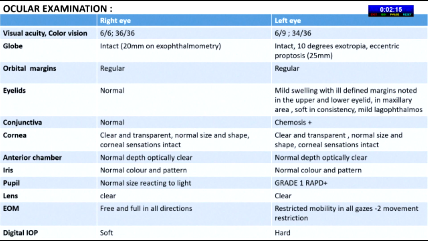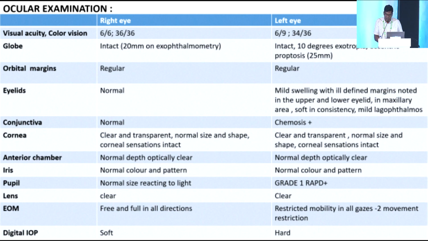On head tilt, it was 25 mm. Orbital margins were intact. Eyelids had upper and lower lid swelling. There was mild lagophthalmos. Conjunctiva had chemosis. The cornea was normal, and corneal sensations were intact. AC was normal. The pupil had grade 1 RAPD changes. Lens was clear. Extraocular muscles had restricted mobility of grade -2 in all gazes.